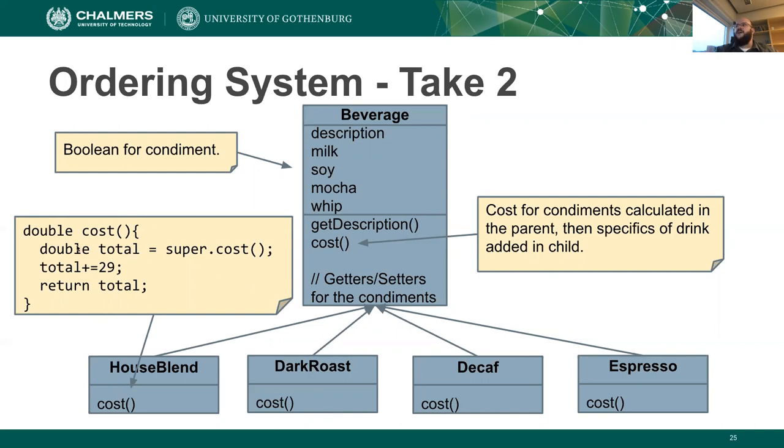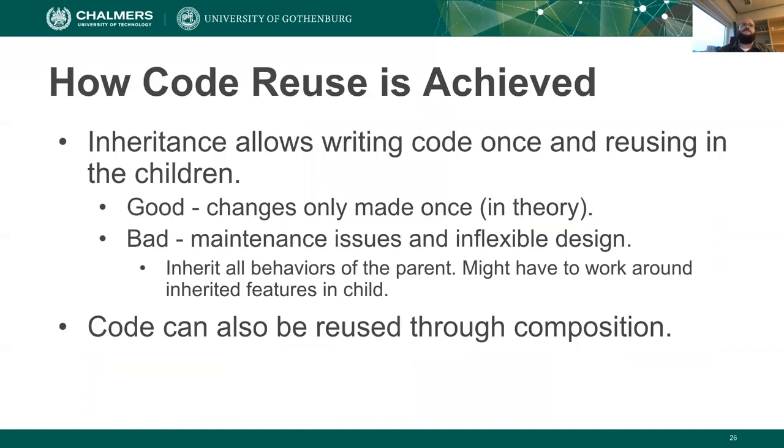So in our house blend, we get the cost for the condiments, and we're going to add the cost for the house blend, which we're going to say is 29 crowns, and return the total. Much better, right? See any problems though? There are still some potential issues we could run into when we want to make changes to this design.